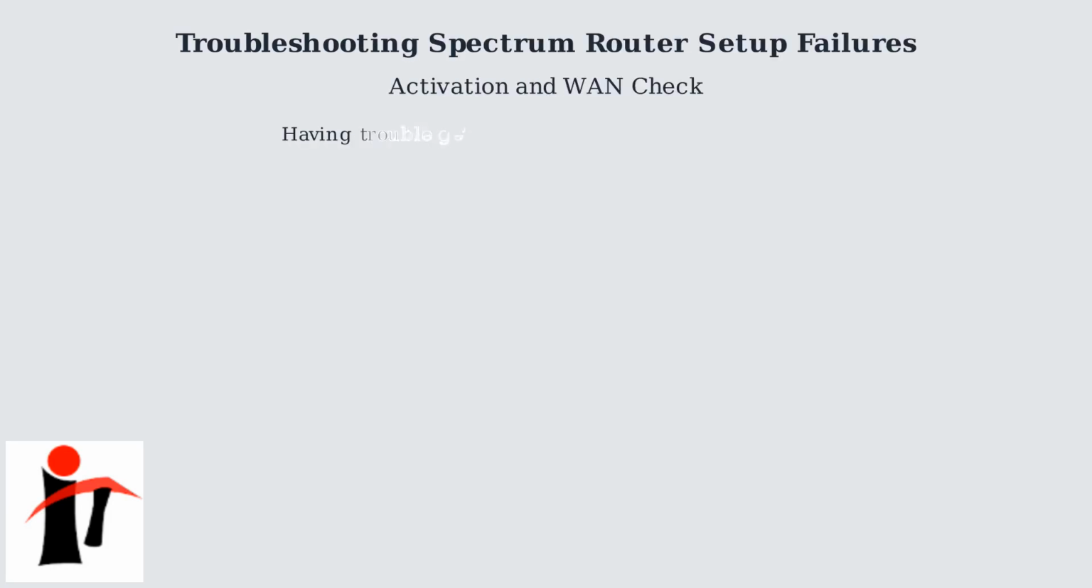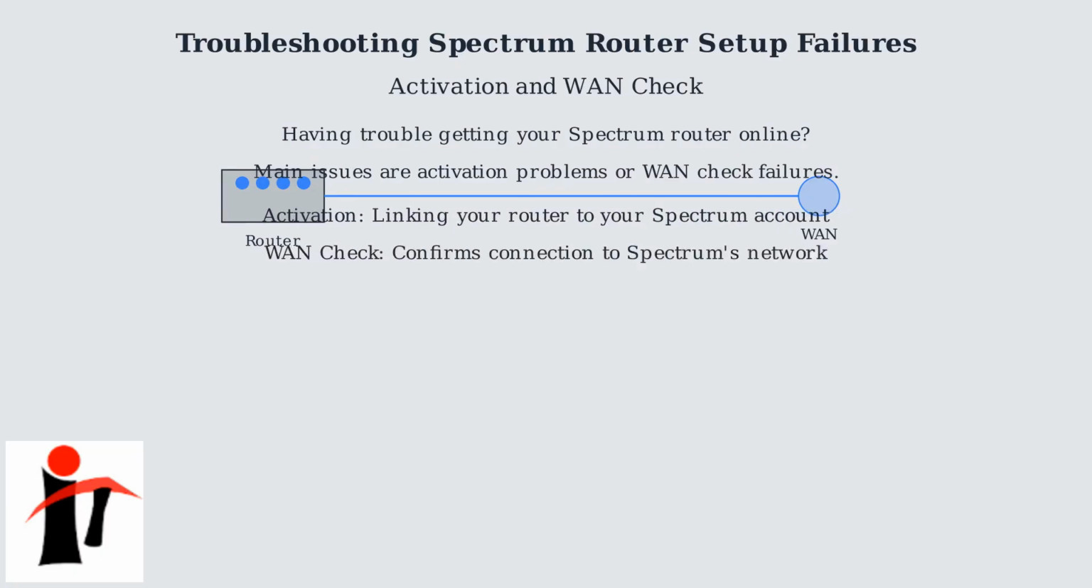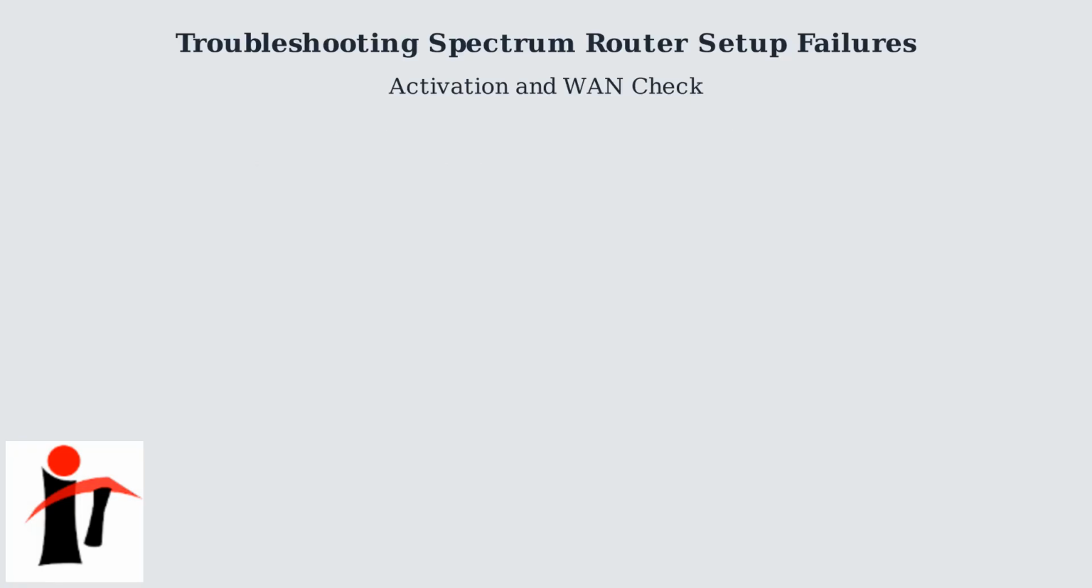Having trouble getting your Spectrum router online during setup? The main issues are usually activation problems or WAN check failures. Activation means linking your router to your Spectrum account. A WAN check confirms your router is connected to Spectrum's network.